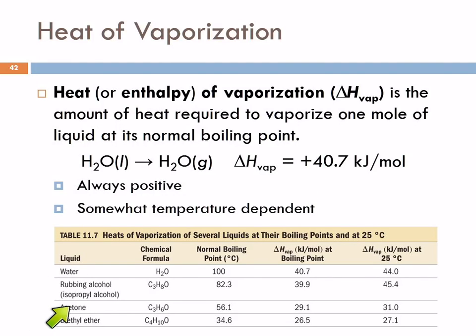Here's a table listing some heats of vaporization for various liquids. We see that for rubbing alcohol and acetone, which are more volatile than water, it requires less energy to vaporize those.